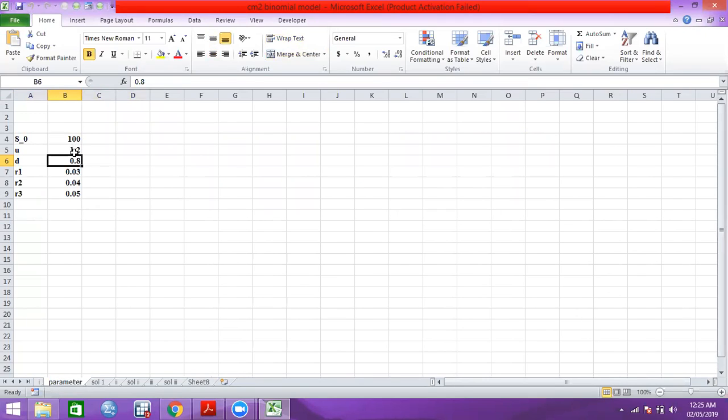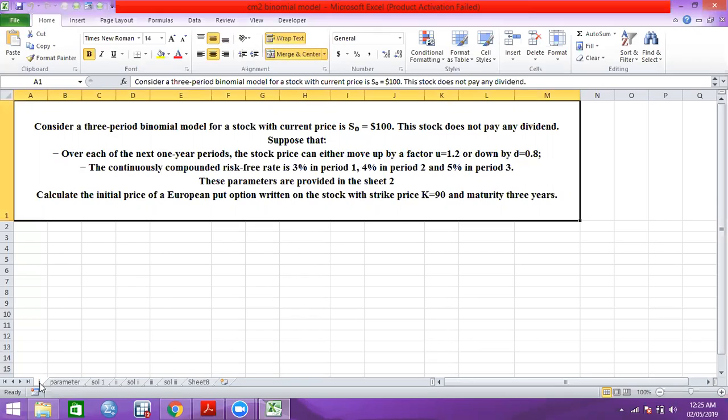So S0 is $100, U is 1.2, D is 0.8, and R1, R2, and R3 are 3%, 4%, 5% respectively. They say to calculate the initial price of a European put option written on the stock with a strike price K equal to 90 and a maturity of 3 years. So we need to calculate the price of the European put option. First of all, we need to see how the binomial tree is going to look for this situation over the next 3 years.